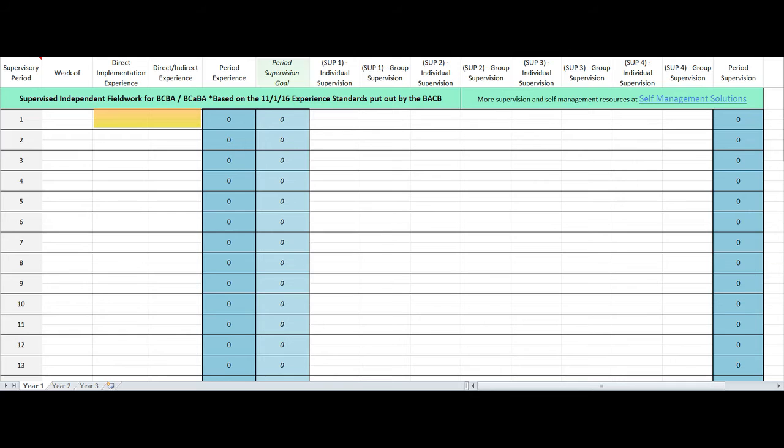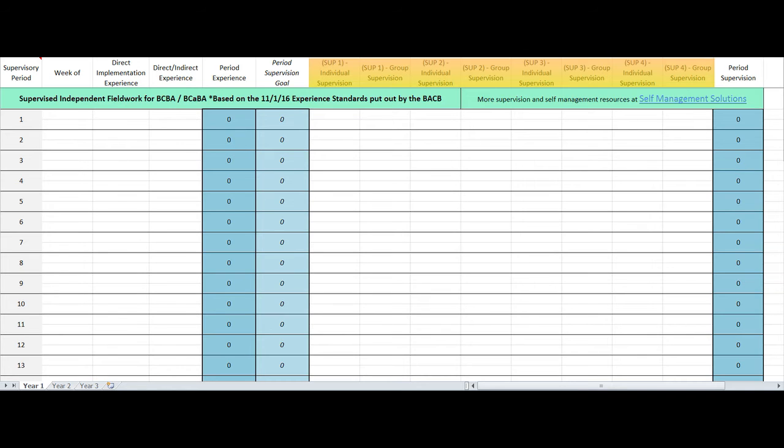The period supervision goal is going to calculate the amount of supervision needed based on the hours of experience you acquired during each supervisory period. And you can compare your supervision goal for each period with your actual period supervision totals. All right, and then the rest of our columns here are going to be for tracking supervision under all of your supervisors. This tracking sheet allows you to track supervision for up to 4 supervisors.